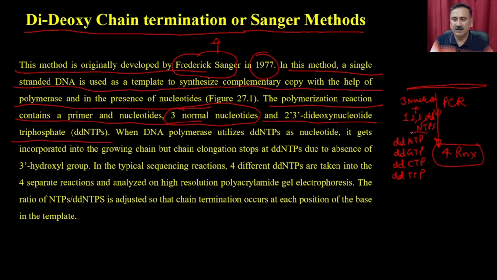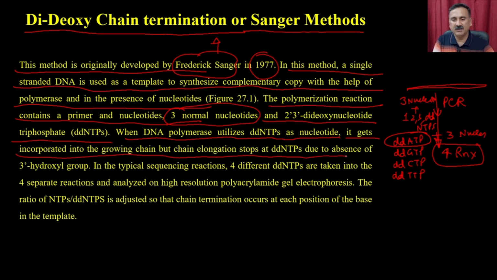in the 4 reactions you will take either the ddATP plus all the other remaining 3 nucleotides. Okay, so that's how you are going to make the 4 different types of reactions. When the DNA polymerase utilizes dideoxynucleotide as a nucleotide, it gets incorporated in the growing chain, but the chain elongation stops at the ddNTPs due to the absence of the 3' hydroxyl group.